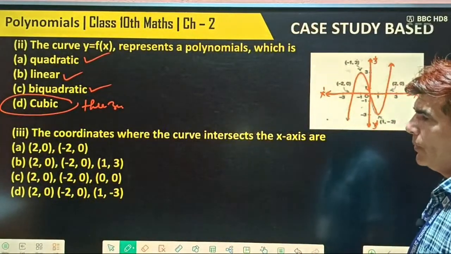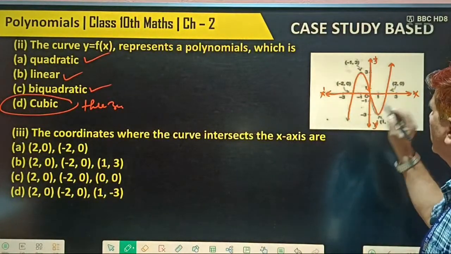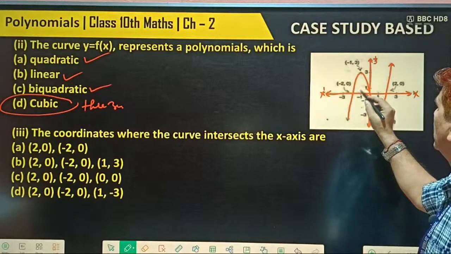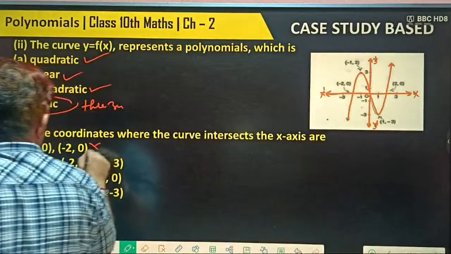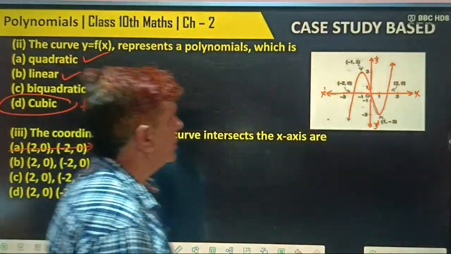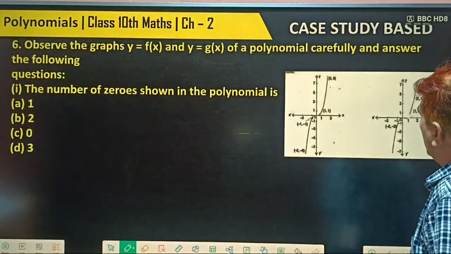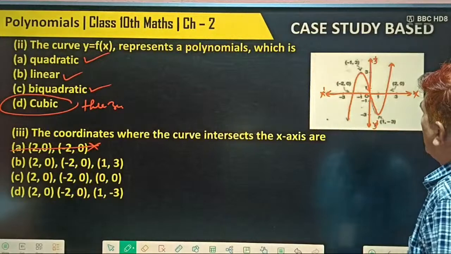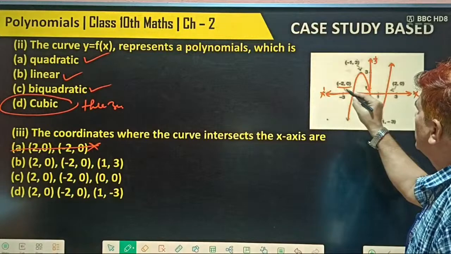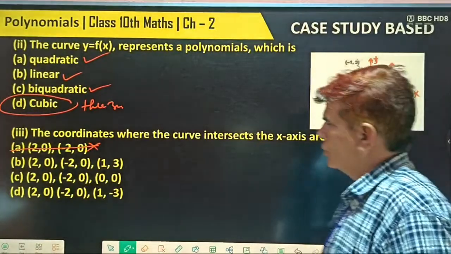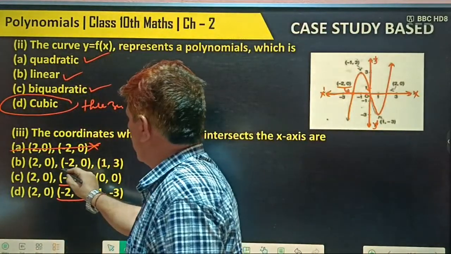And the coordinates where the curve intersects the x-axis. If it is intersecting the x-axis, definitely the y-coordinate is 0. So what are the coordinates of this point? So the first one is gone outside. This is not your answer here, only 2 given. Then what's given? Cutting at this point, whose coordinates are -2 and 0 written here. So -2 and 0 is here.